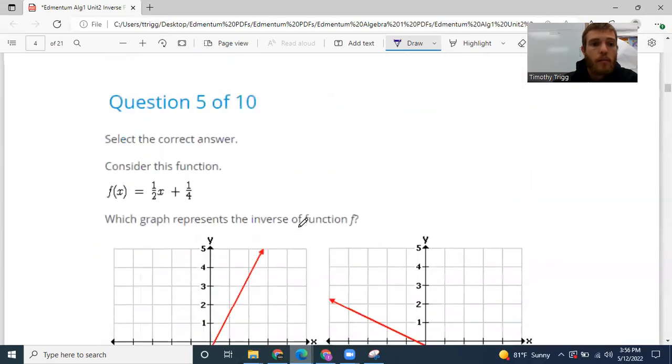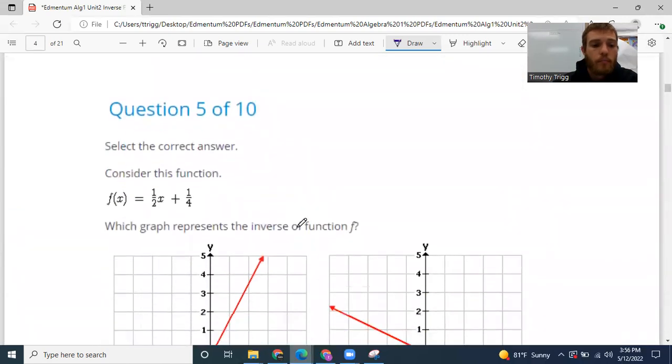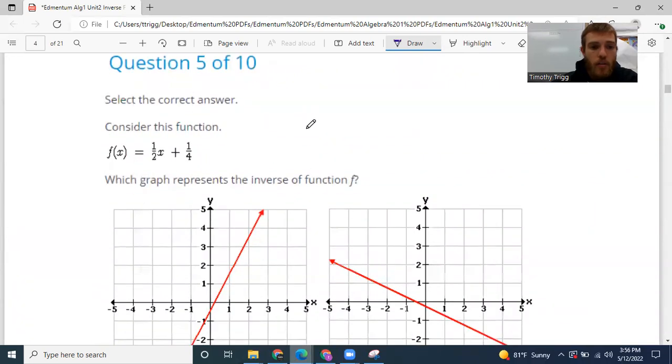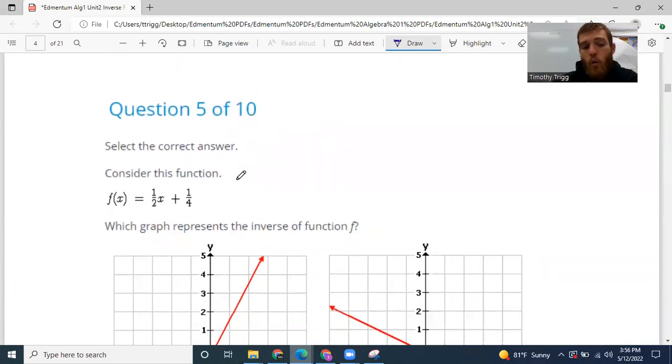Well, let's find a couple of points for this function here. We can use any X coordinate we want, but I like to use 0 because that usually works out pretty easily, because 1/2 times 0, anything times 0 is 0, plus 1/4 is 1/4. So this function, f of X, will go through 0, 1/4.